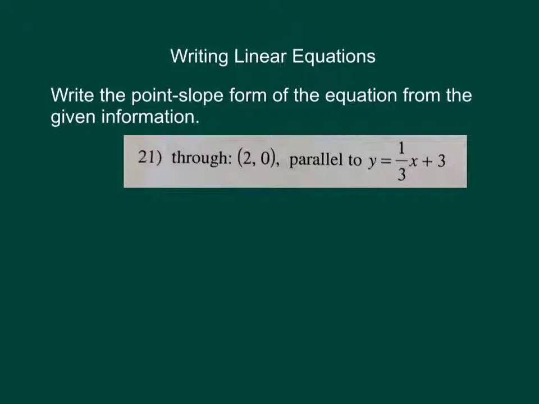And this one, they want us to write it in point slope form. And this time they're giving us a line that's going through a point, and it's parallel to a line. What does parallel mean? Right next to it, like side by side, never touching. They never intersect. So what do you know about the slopes of two parallel lines? They're going to be equal to each other, yeah.